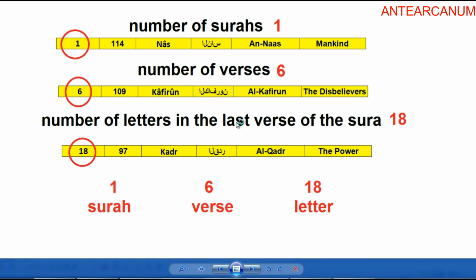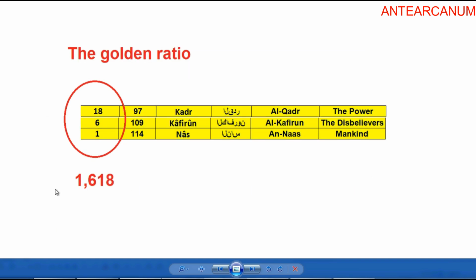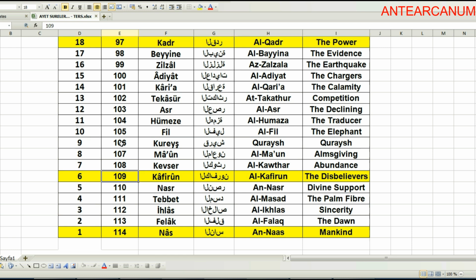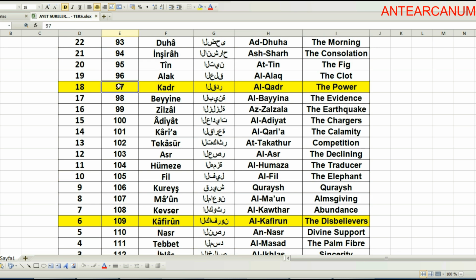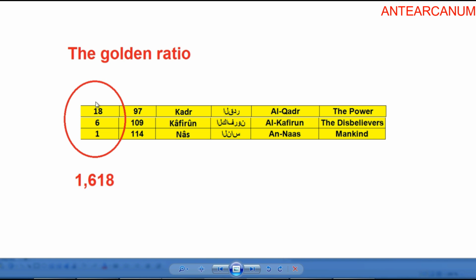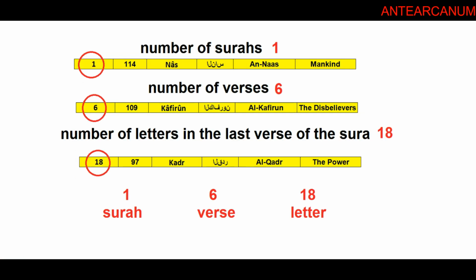So, what kind of code does Surah Al-Qadr present to us? Surah Al-Qadr consists of 5 verses. According to our symbolic proportional reduction theory, the value of the surah was used in Surah Nas, and the number of verses was used in Surah Kafirun. In this case, a study should have been conducted at the letter level in Surah Al-Qadr. Indeed, our examination reveals that the 5th verse, the last verse of Surah Al-Qadr, consists of 18 letters. This points to a perfectly implemented golden ratio.